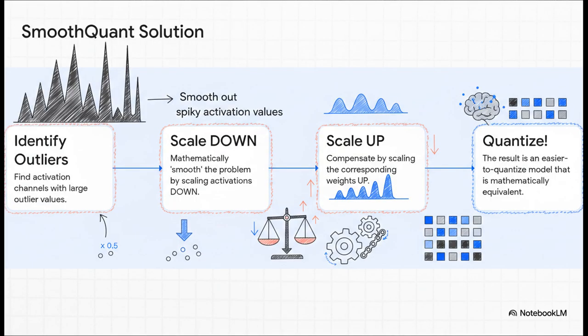And the solution for this is just so clever. It's called SmoothQuant. See, instead of trying to fight with those massive outliers, SmoothQuant just smooths out the problem beforehand. It finds those spiky activation values and scales them down. Then, to make sure the math still works out, it balances the equation by scaling the corresponding weights up. The final result is mathematically identical, but now the numbers are much more well-behaved and way easier to quantize.